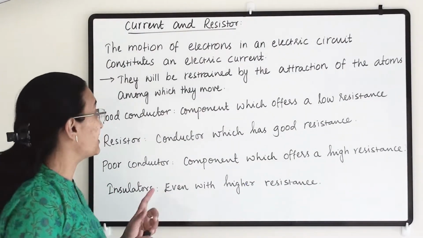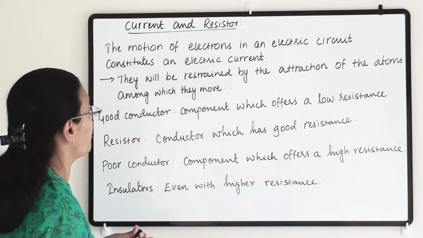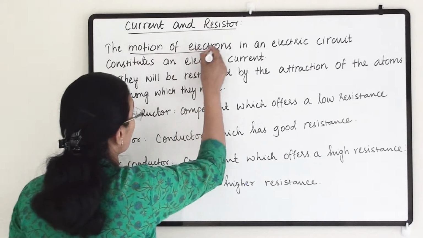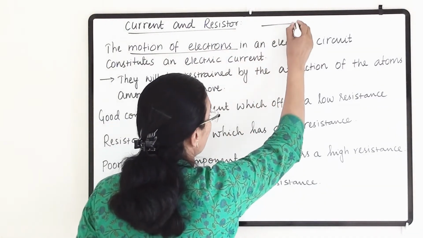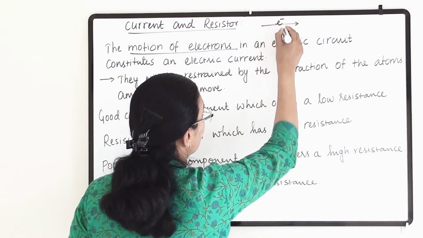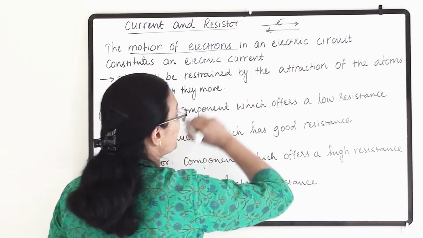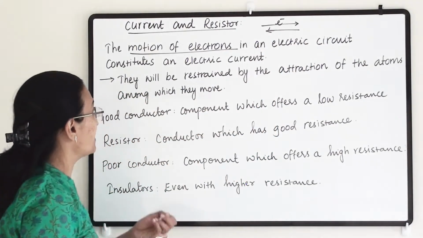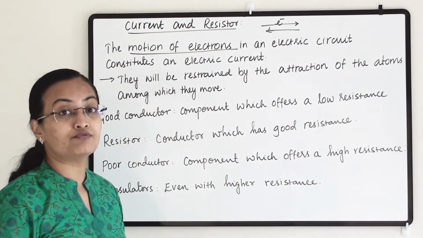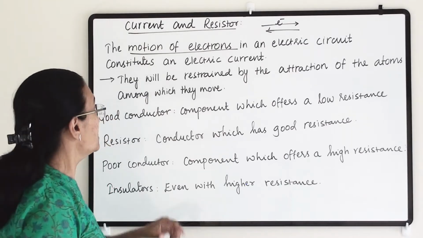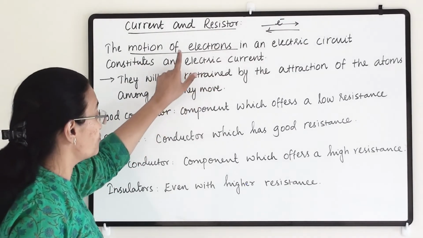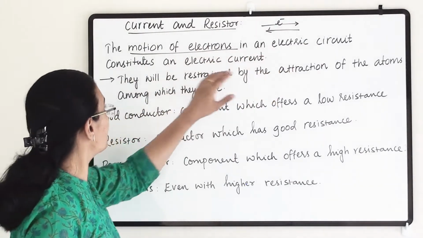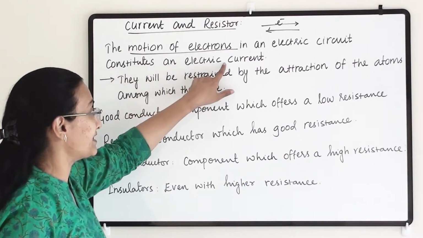What is electric current? The motion of electrons. We know that on one side, if electrons are moving from left to right, then on the other side the charged particles will move. That means the current will pass from right to left. So whatever current is flowing in the circuit is due to the motion of the electrons. So motion of the electrons in an electric circuit constitutes an electric current.